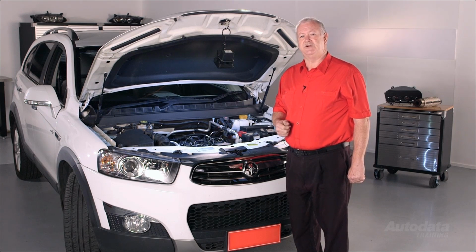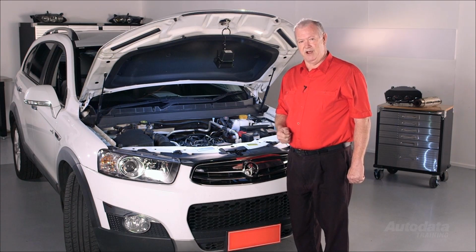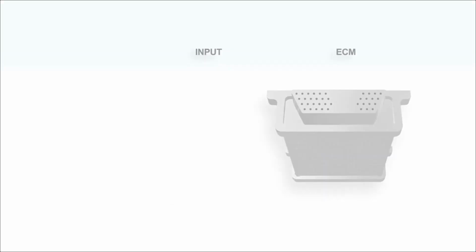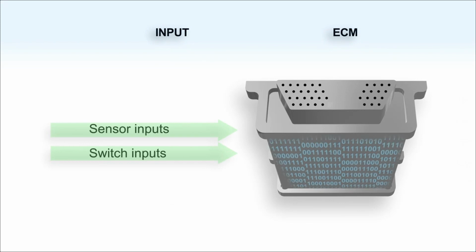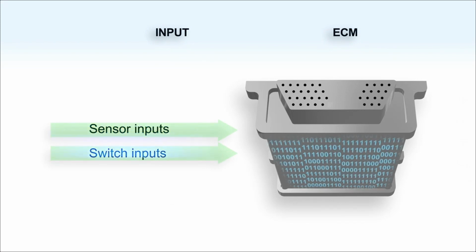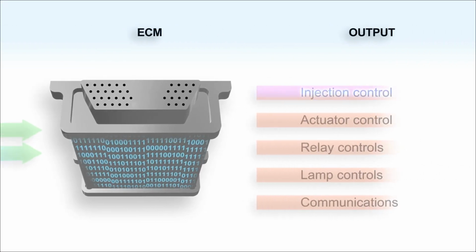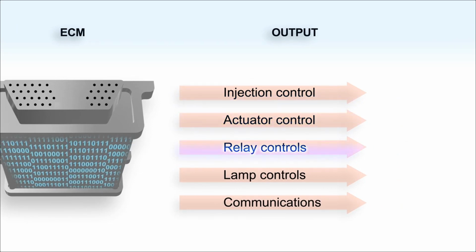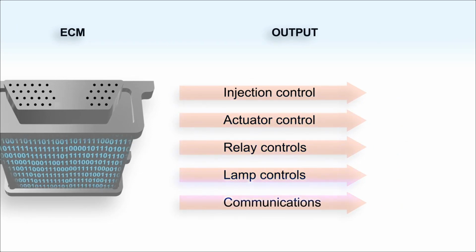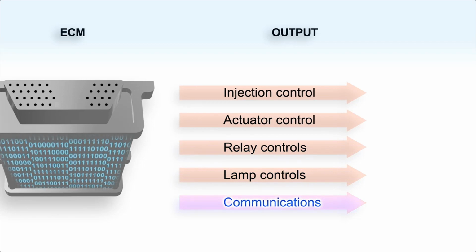This module is designed to give you a good understanding of the electrical side of the common rail diesel. The electrical inputs and outputs can be put into various groups: sensor inputs, switch inputs, injector control, actuator control, relay controls, lamp controls, and communications.